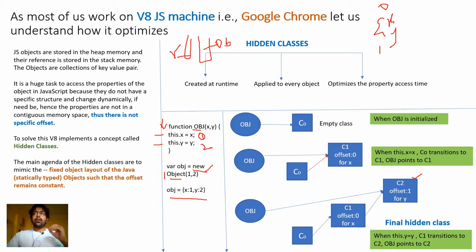Now imagine this: when this hidden class is made from this particular function constructor, each and every object which is made from this function constructor will have this particular hidden class, which is C2. That's what we understood, that is what we learned. It is important that an object is created from a particular function constructor and the properties are added in a particular order, like first X and second Y. So this is how the hidden class concept works for the V8 engine in JS.